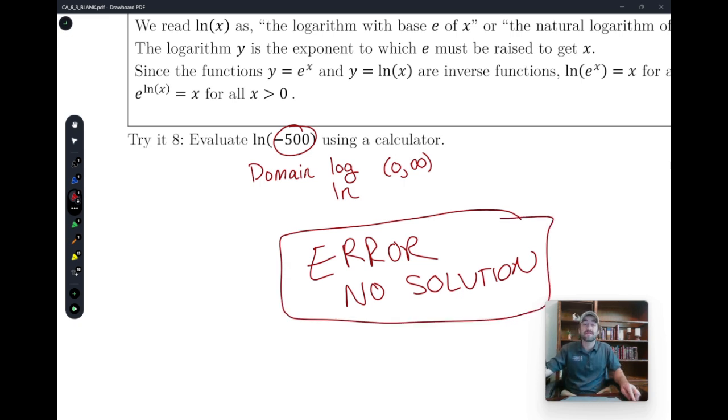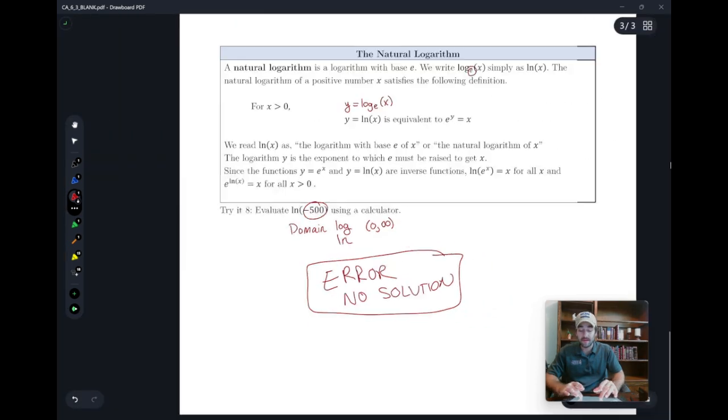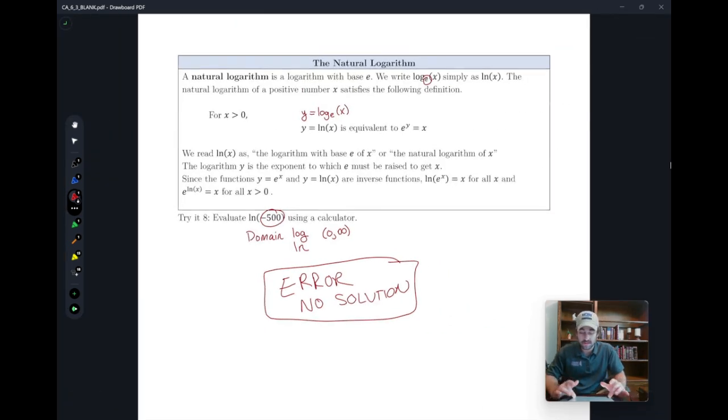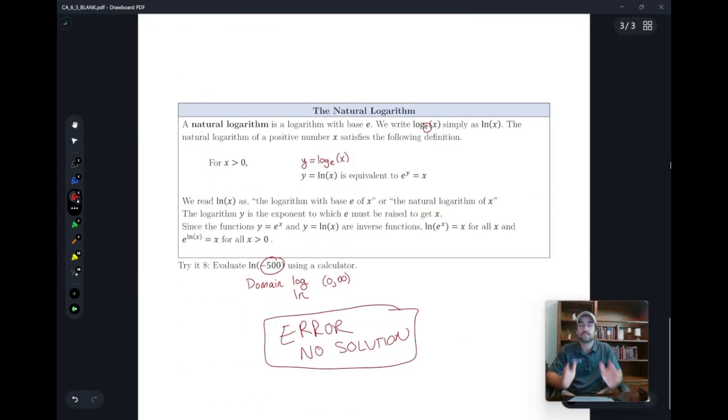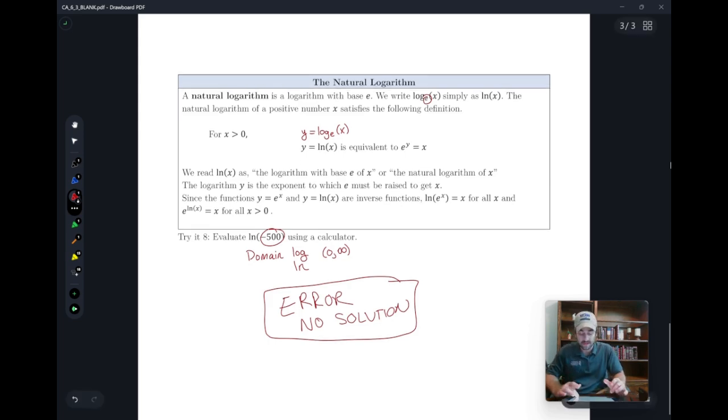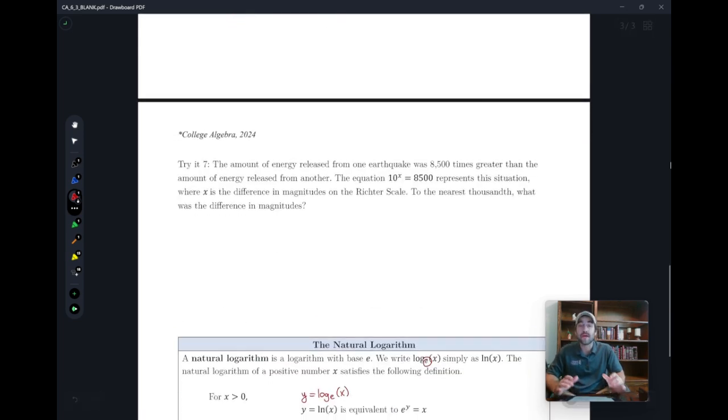All right, that is the framework for the logarithm and the natural logarithm. Hopefully this is making a little bit of sense. We will graph this logarithm next time.